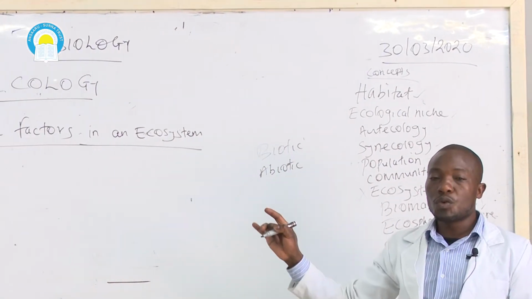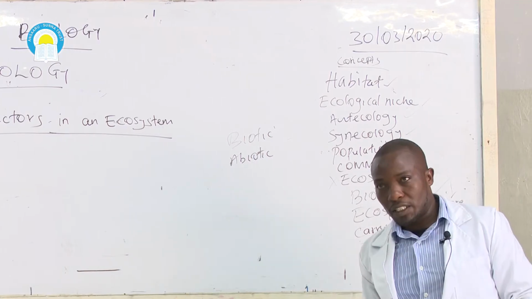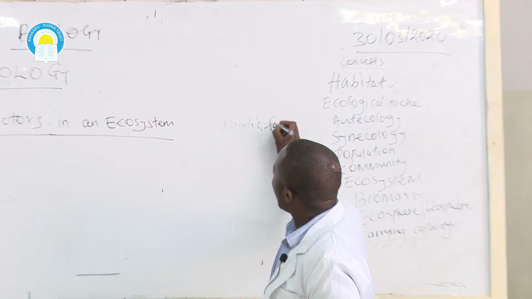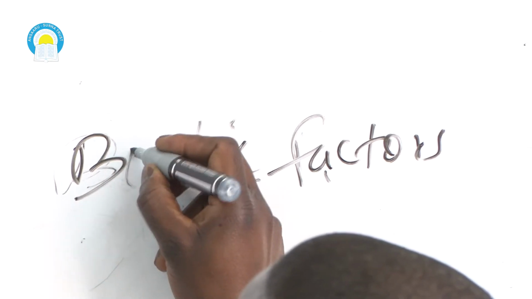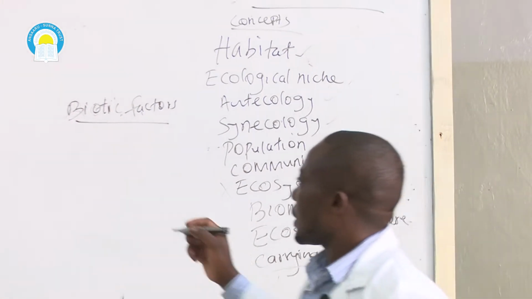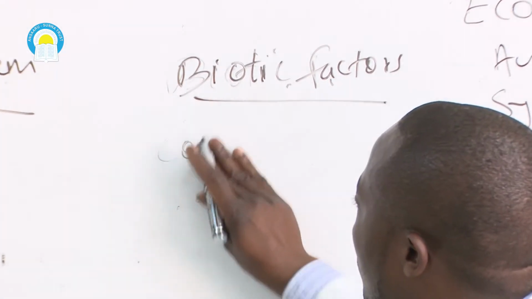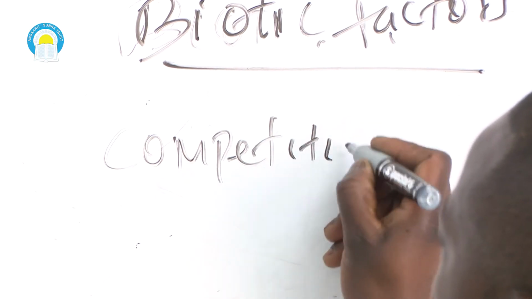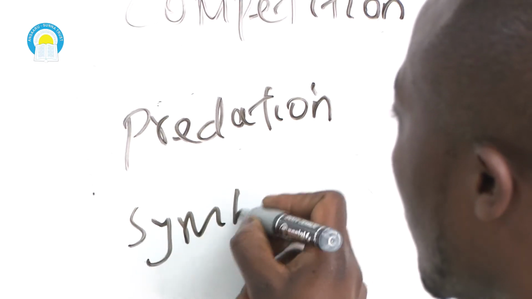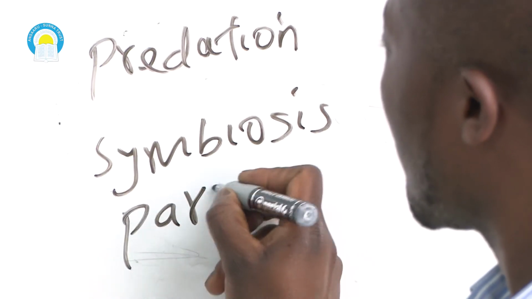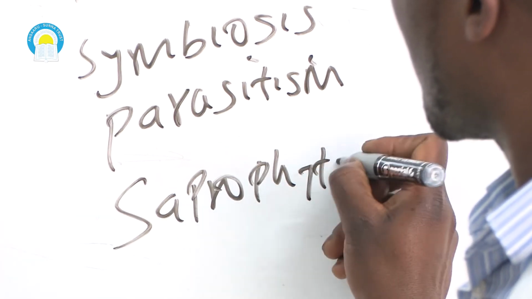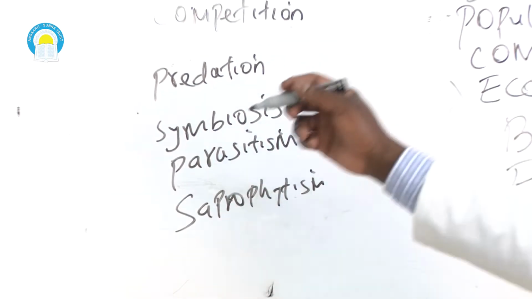Then we went ahead to talk about factors in an ecosystem. We said the ecosystem is a natural unit composed of biotic and abiotic factors. We discussed the biotic factors. We said these are living factors in an ecosystem. And those biotic factors are competition, predation, symbiosis, parasitism, saprophytism.